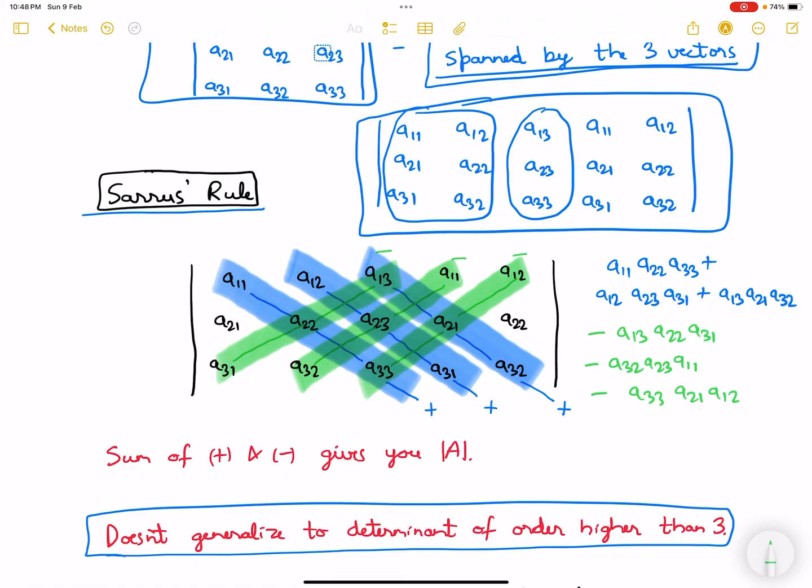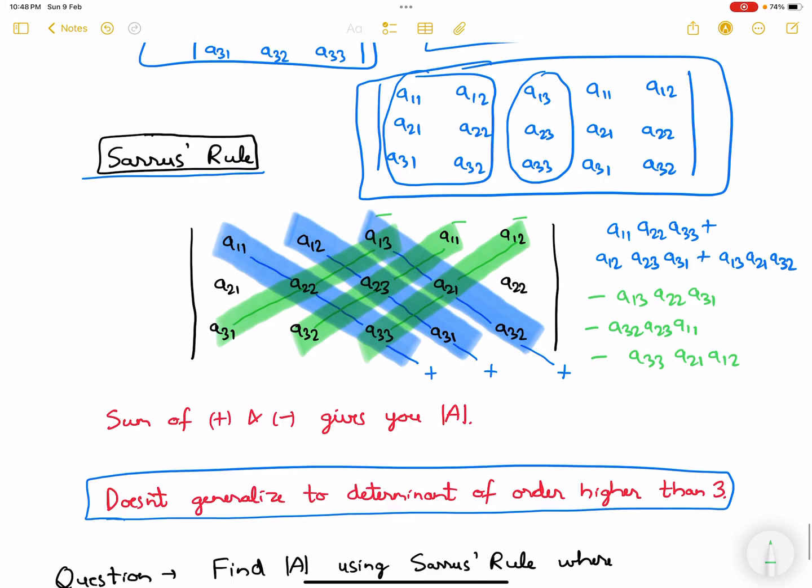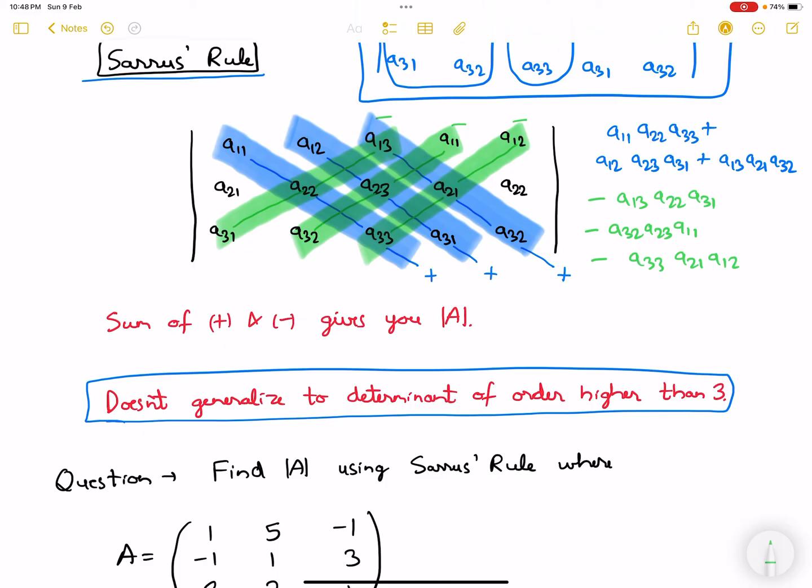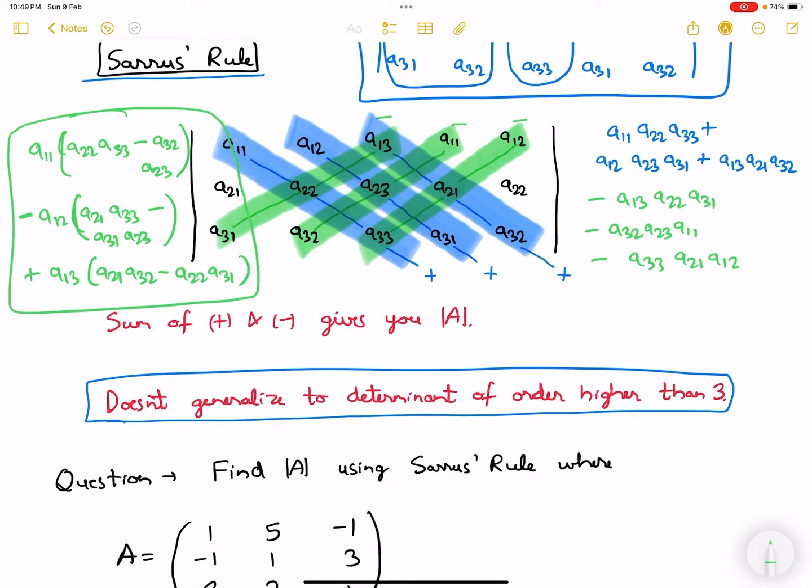On simplifying this, you will get A11 times the matrix itself, A22, A33 minus A32, A23, minus A12 times A21, A33 minus A31, A23, plus A13 times A21, A32 minus A22, A31. This is the final result that we'll get.